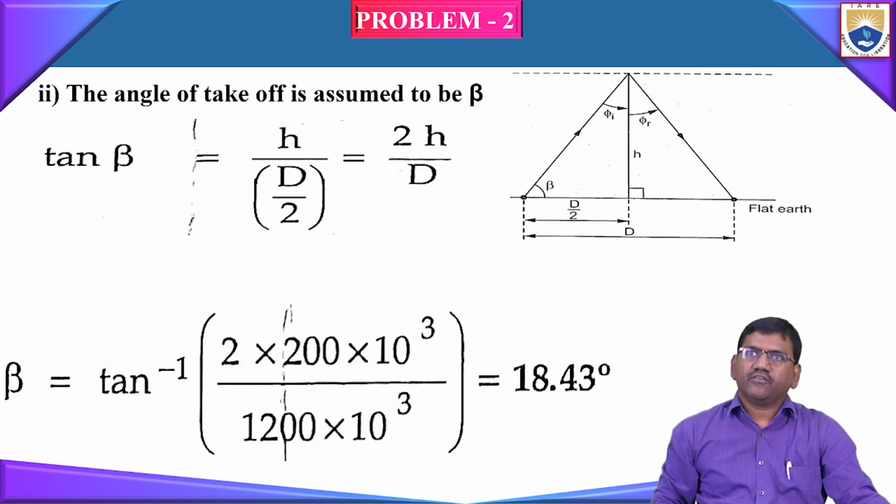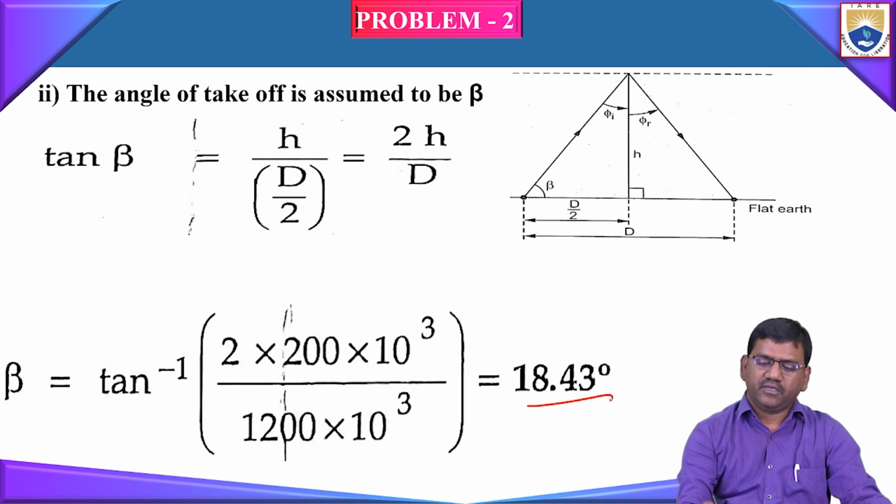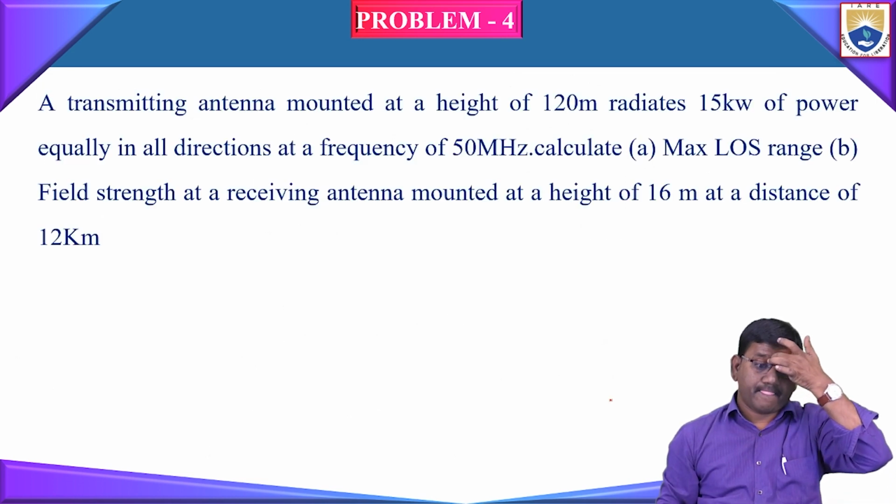So this is the angle of takeoff, d and d by 2 here. So we are going to calculate 2h by d. H is given as 200 and d is given as 1200 here. If you simplify, you will get 18.43 degrees.